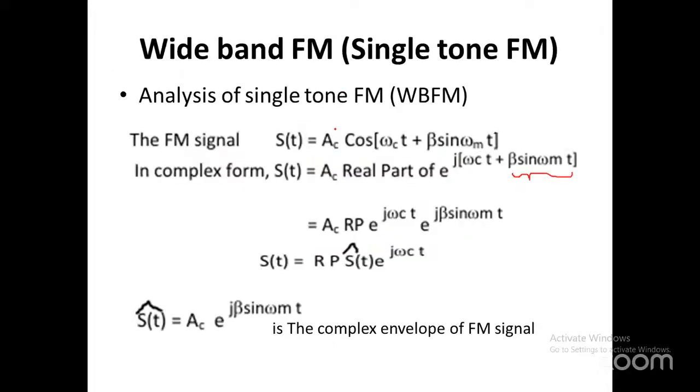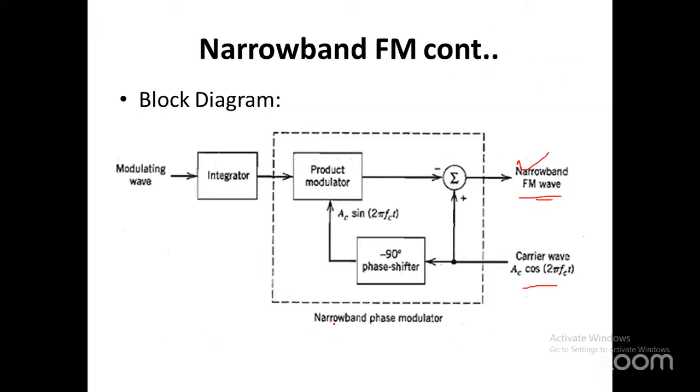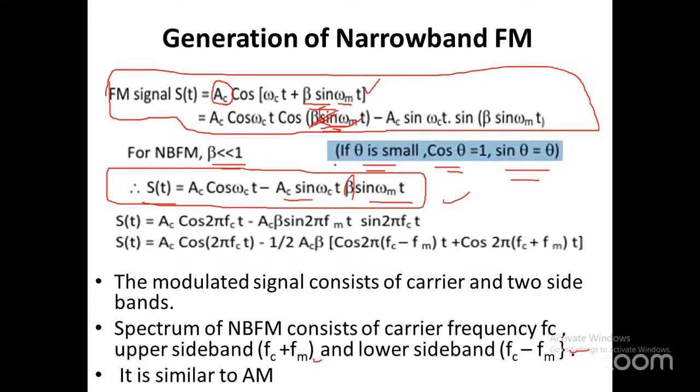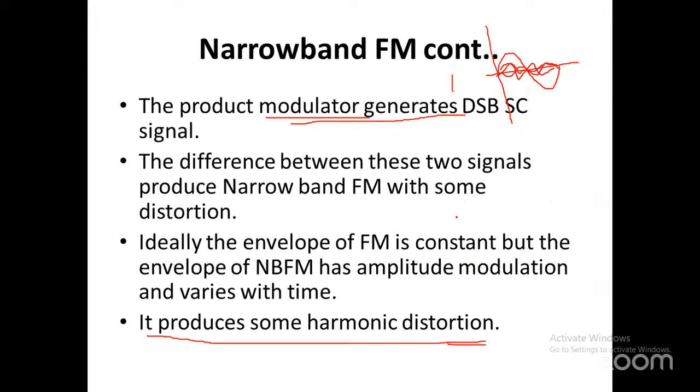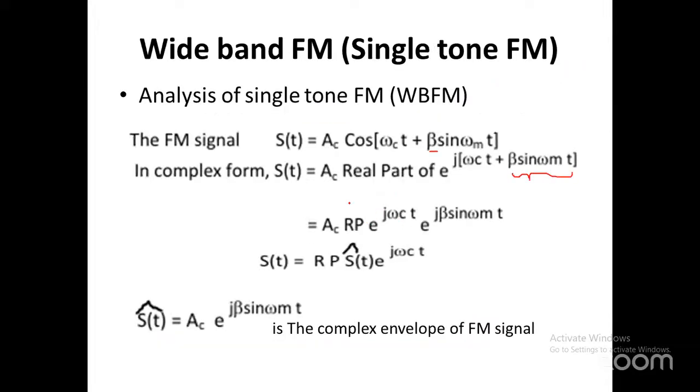So coming to wideband FM, unlike narrowband FM, in wideband FM the beta value is very high. When the beta value is very high, it is not possible to approximate the equation using these functions. In case of narrowband FM, the beta value is very low, hence cos theta is 1 and sin theta is 0. But in case of wideband FM, the beta value is not a small value, it is very high. So you should not approximate this function like a narrowband FM.